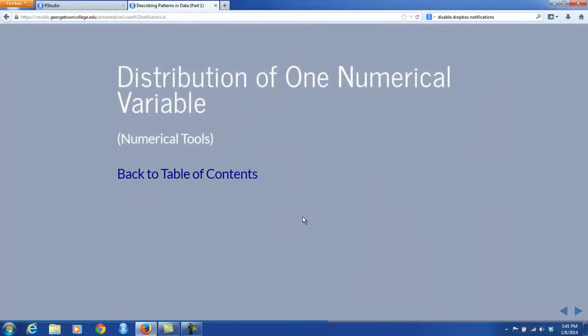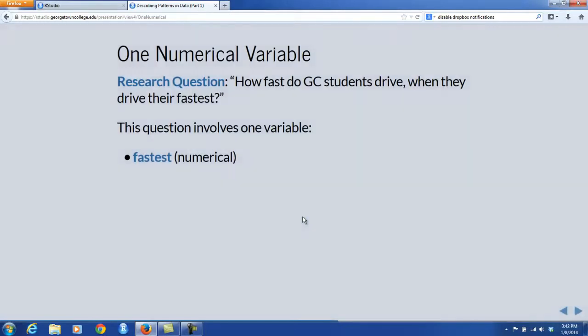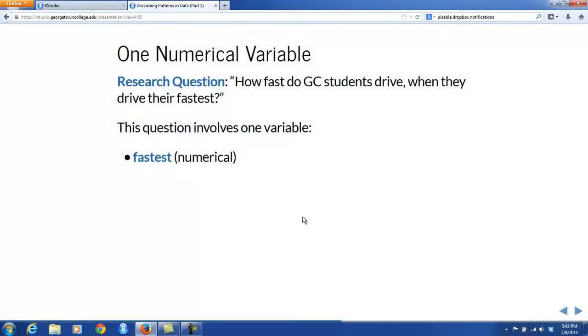Now let's consider the distribution of one numerical variable. How might we attack research questions where a single numerical variable is the focus of interest? So let's take that research question. How fast do Georgetown College students drive when they drive their fastest? This involved one variable from the M111 survey data frame. This is the variable fastest, which is numerical.